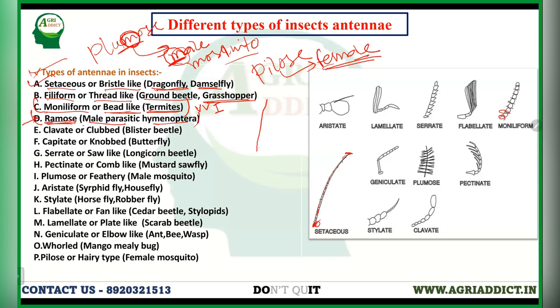Next, the clavate or clubbed. In the club type of antenna, the antennal segments enlarge gradually towards the tip. Hello, am I audible now?